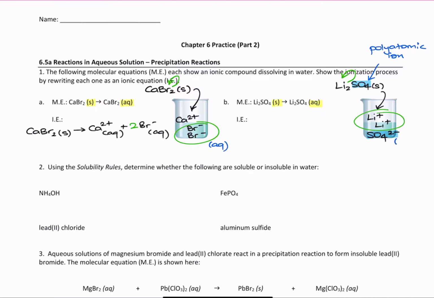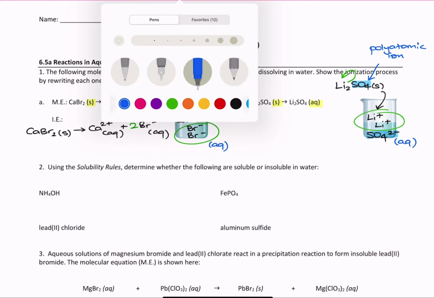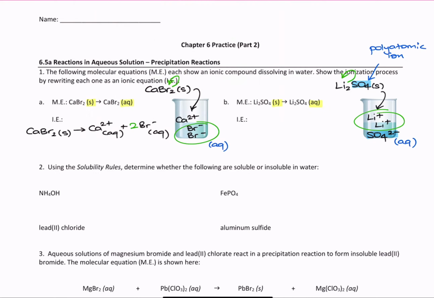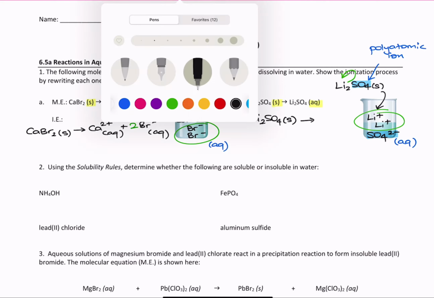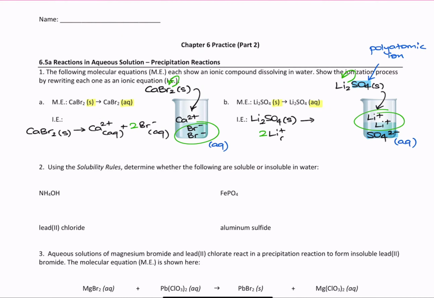All of these species are in the aqueous state, and when we're going to write the ionic equation, it will give you Li2SO4 solid gives 2 lithium ion plus sulfate ion, both in the aqueous state.